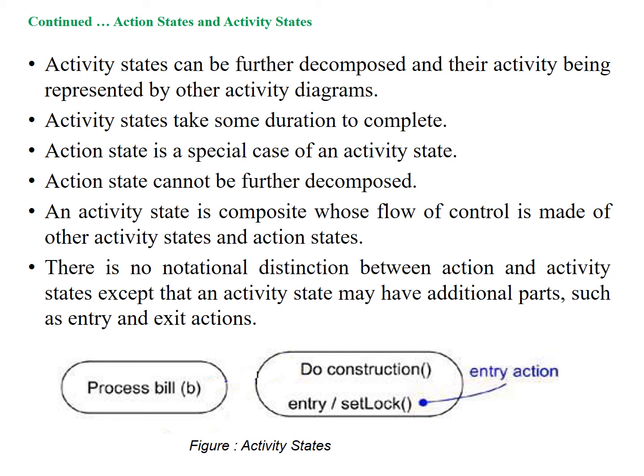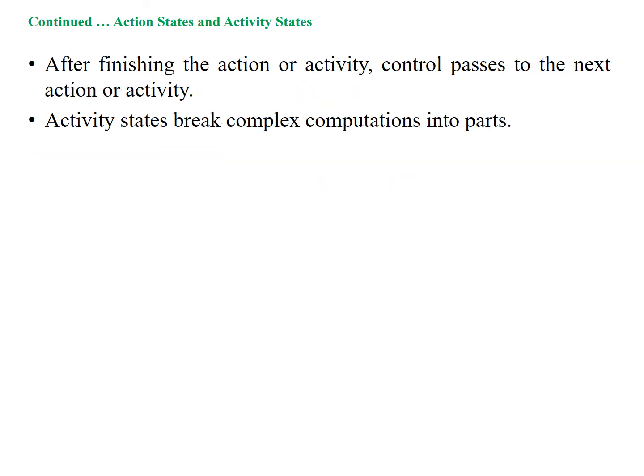There is no notational distinction between action and activity states, except that an activity state may have additional parts such as entry and exit actions, actions which are involved on entering and leaving the state respectively, and submachine specifications. As shown here, process build and do construction with entry or set lock are the activity states.